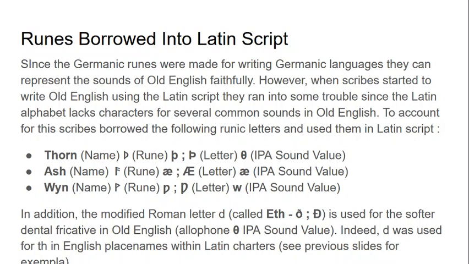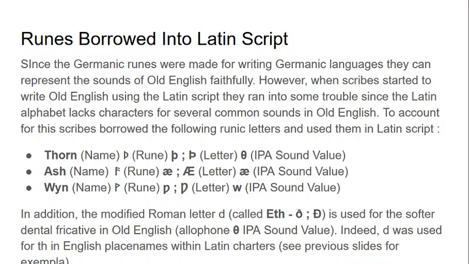runes influenced Latin script. The Germanic runes were made for writing the Germanic languages, so they can represent Old English quite faithfully. You have one rune per sound. And when scribes started to write Old English using the Latin script, which is developed for the Latin alphabet, they started to run into problems, because the Latin alphabet doesn't have characters for several common sounds in Old English, such as the f, the w sound to some extent, and the th sound.